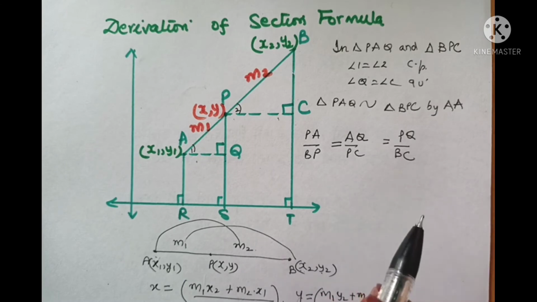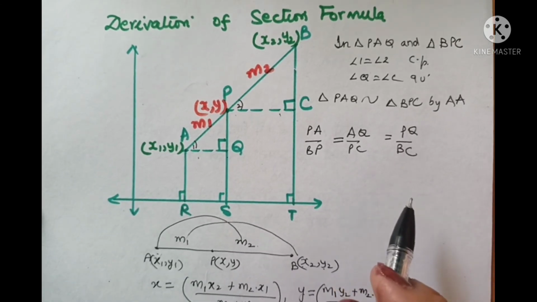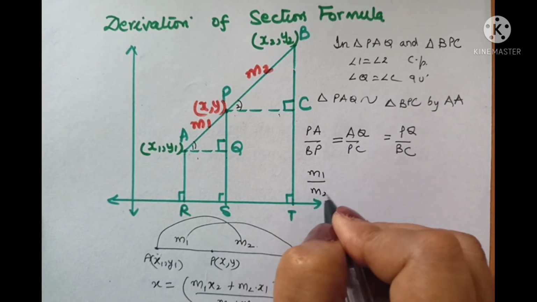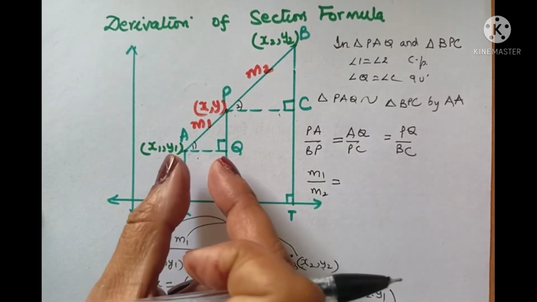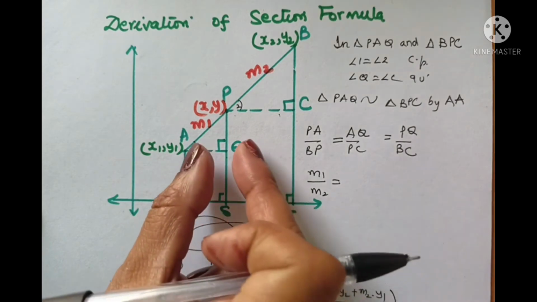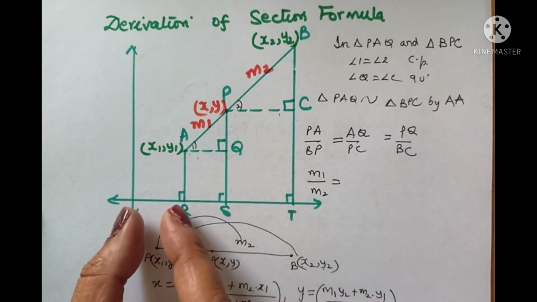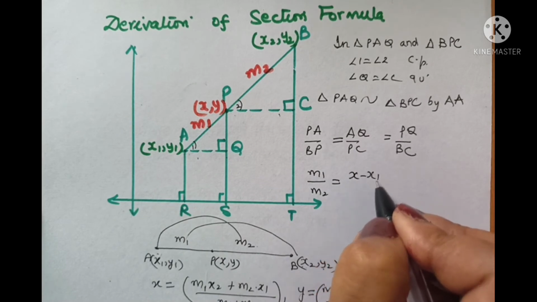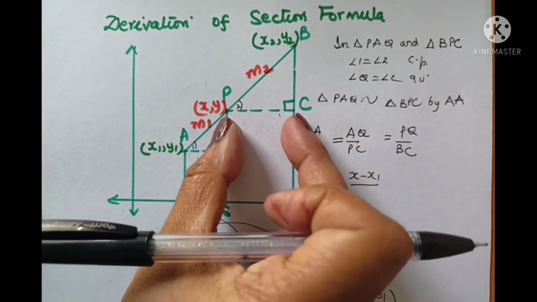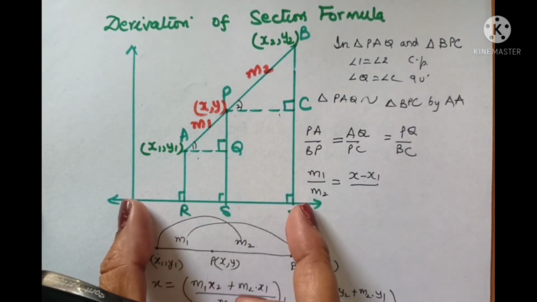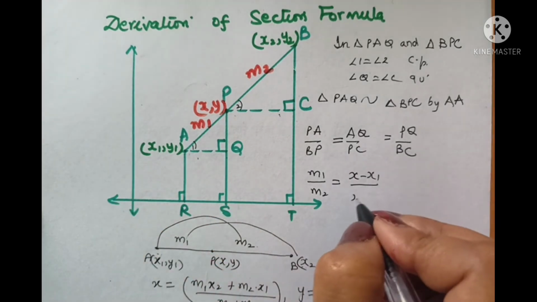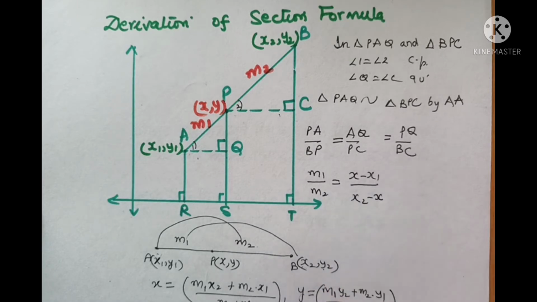Now, let us try to write their values. This is the most important step. Now, PA is m1 and BP is m2. Now, AQ, this much is x and this much is x1. So, may I write AQ as x minus x1? And for CP, this complete is x2 and this complete is x. So, may I write CP as x2 minus x?